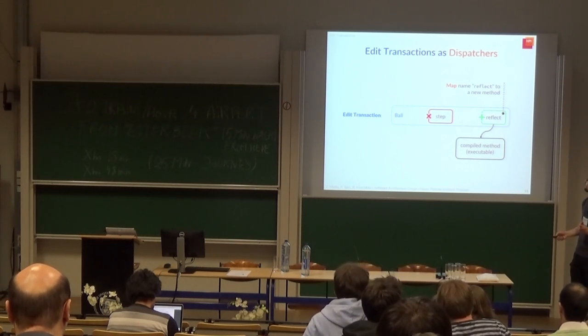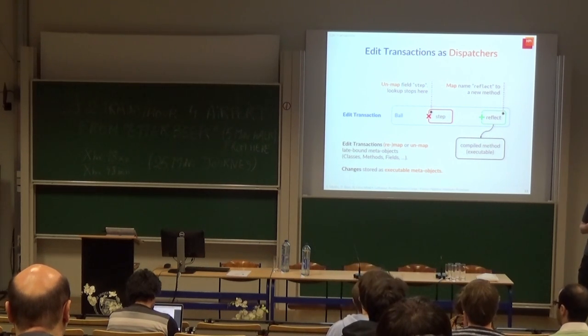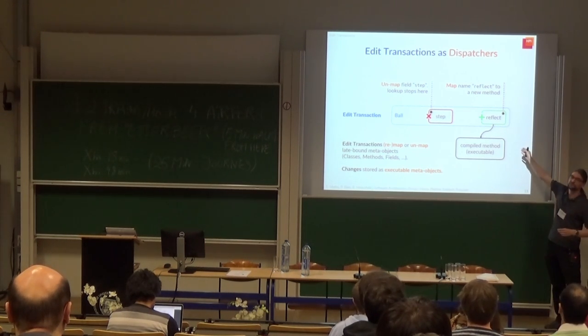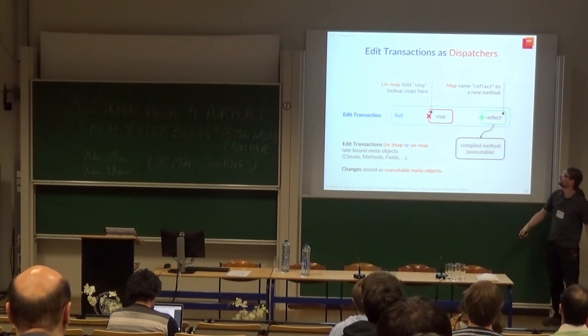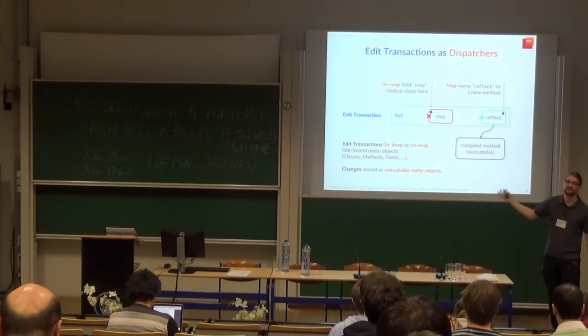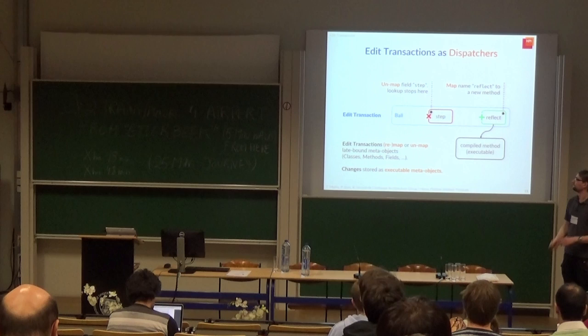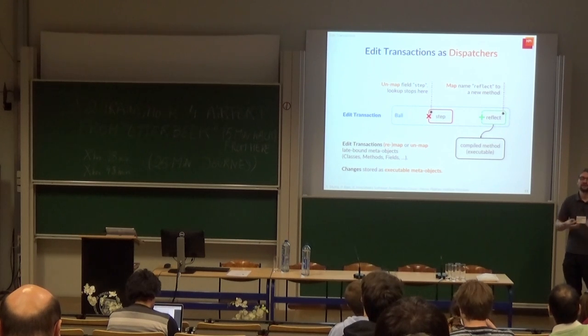So what it does is it intercepts the dispatch through those objects in the runtime. So when you look up, for example, this reflect method, then it will map the name to that new version of that method. And if we look up the step method, then we will cancel dispatch because we have removed the step method inside this transaction. So we can also think of edit transactions as a mechanism to remap or unmap access to executable meta objects at runtime.